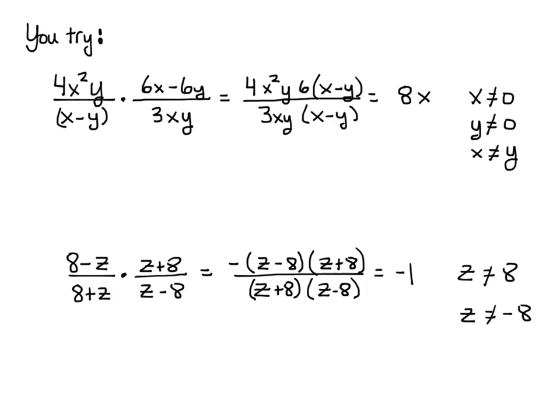So here again, this is an example where it may not make a lot of sense. If it equals -1, shouldn't it always equal -1? Well, it doesn't equal -1 when z is 8 or -8.